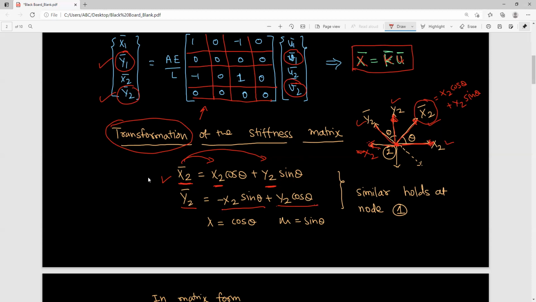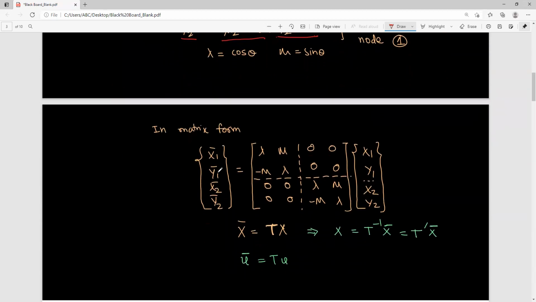Similar operations hold at node 1. Instead of x2 bar, we will write x1 bar. Instead of x2, we will write x1. Instead of y2, we will write y1. Instead of y2 bar, we will write y1 bar. Instead of minus x2, we will write minus x1. Instead of y2, we will write y1. And finally, we write the forces.